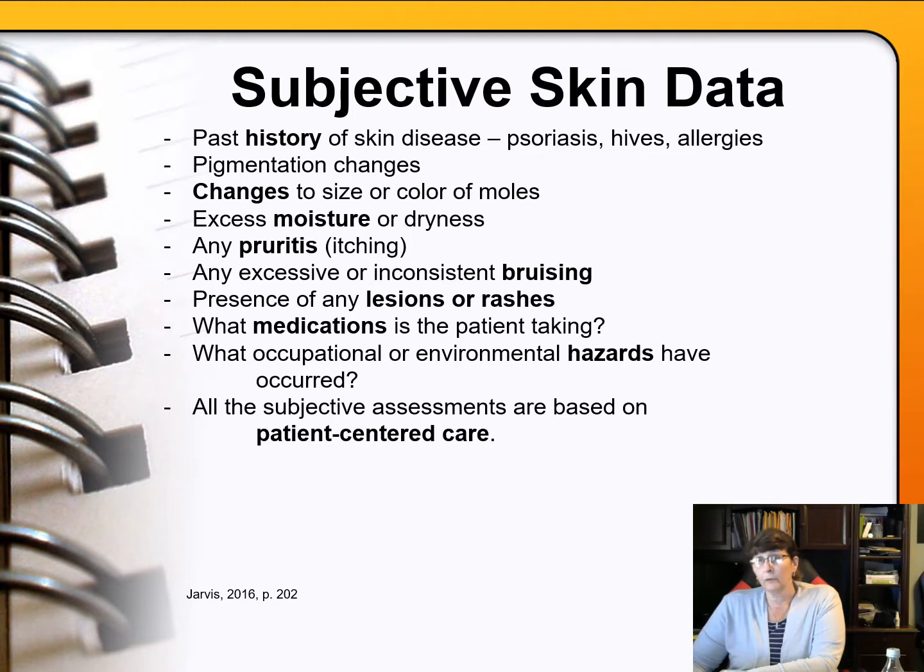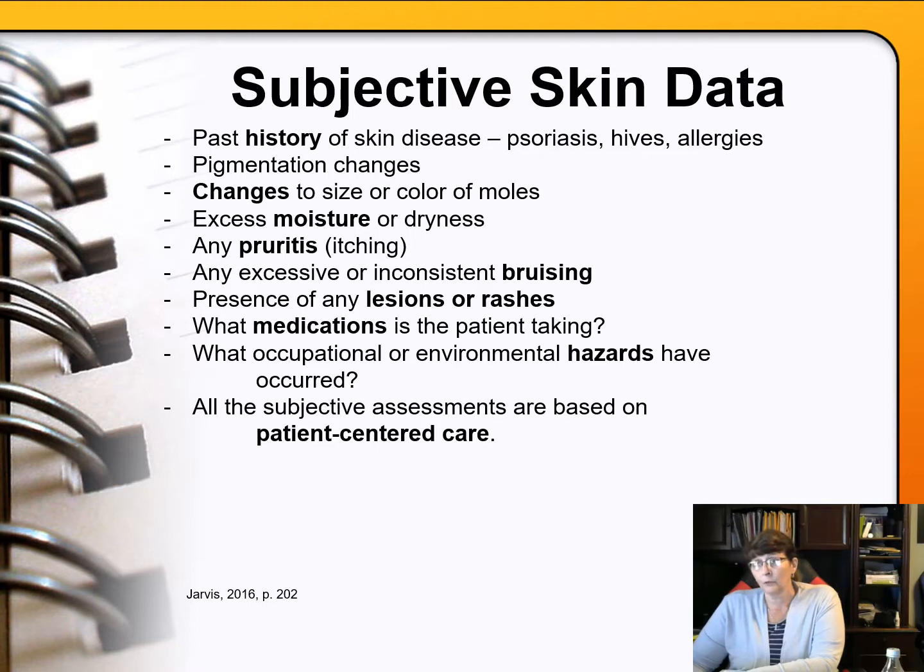Subjective skin data will include past history of skin disease. Do they have psoriasis, hives, allergies? Have there been pigmentation changes? Or any changes to the size or color of moles? Excessive moisture or dryness, that's a real key feature coming up in the future. Any pruritus, which is itching, excessive or inconsistent bruising. You always have to think about that as far as elder abuse or child abuse, but elder abuse as well.